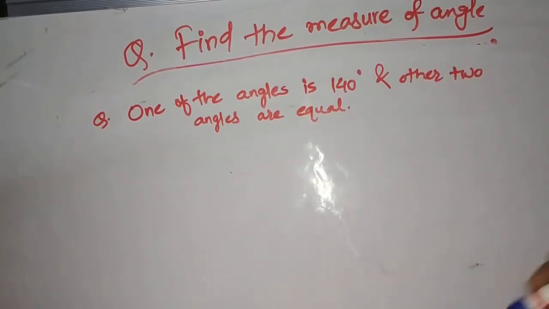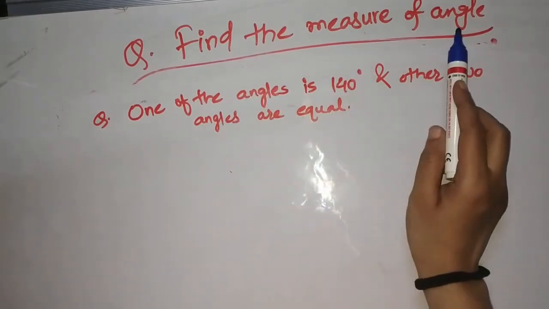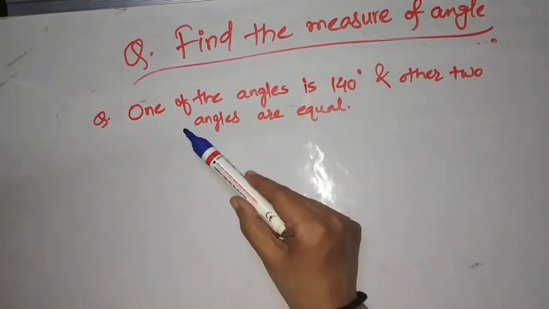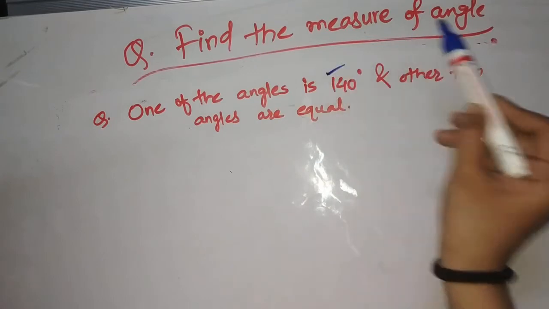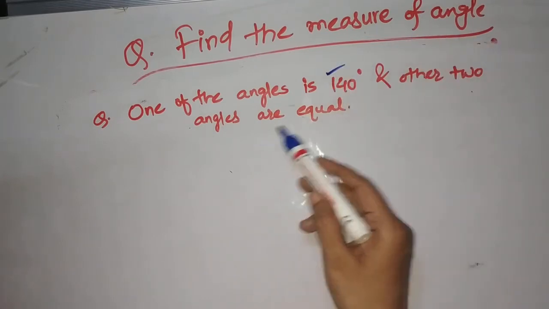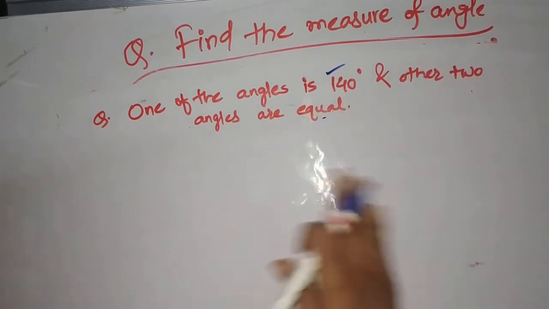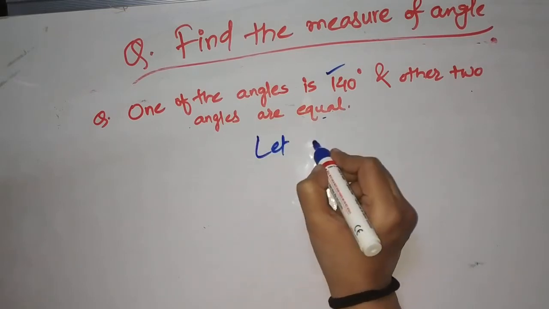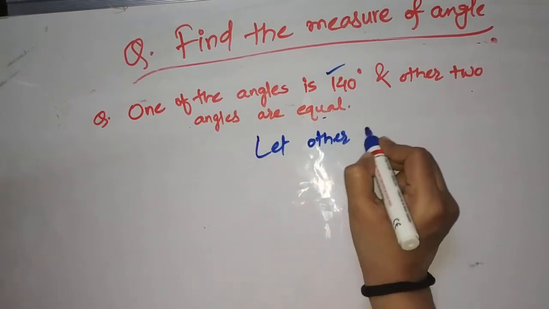So friends, now the next question is find the measure of angle. Under that we got here some conditions. One of the angles is 140 degree and the other two angles are equal. So friends, the other two angles are equal, which means let the other angle be x.